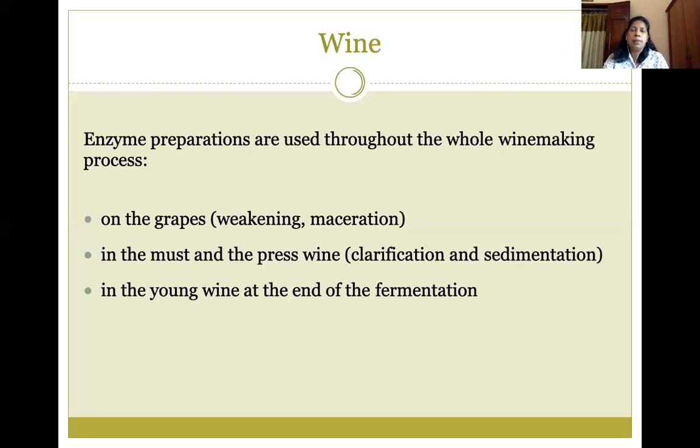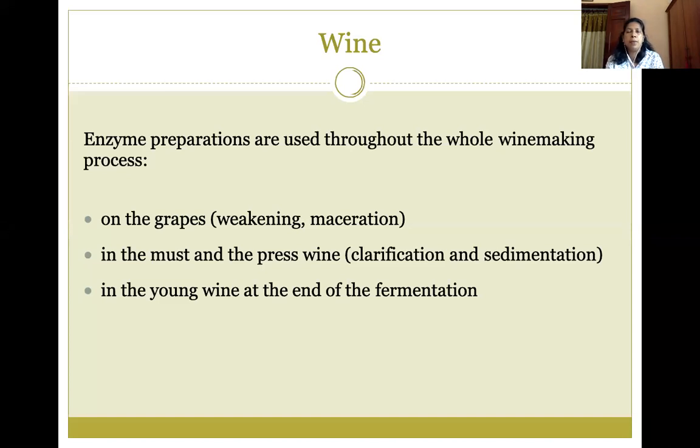In the must and the press, wine clarification and sedimentation, after you get the grapes, you want to clarify it. Clarify means you want to remove all the solid particles in the wine. If not, you can end up with just the juice. And also you want to sediment. You make the smaller particles sediment and only take the wine or the juice to the upper level.